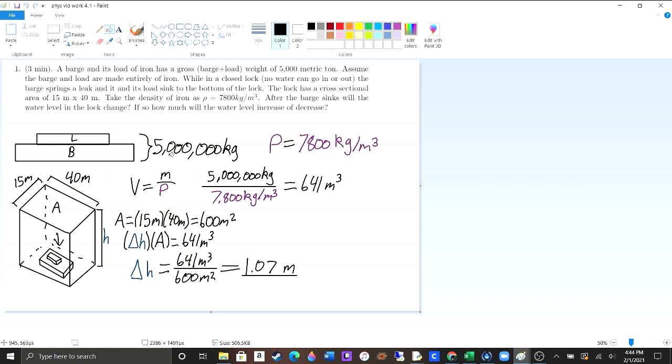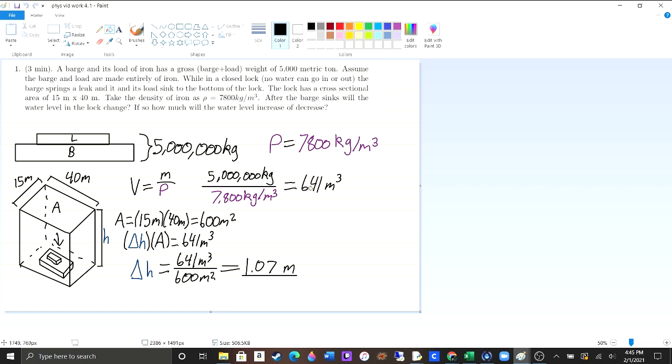Because we know the weight and we know the density, we can divide the total weight by the density to get the volume in meters cubed. So 5 million kilograms, which is 5,000 metric tons, divided by our density gives us a volume of 641 meters cubed for the total volume of the barge and the load. This is how much of the water is displaced.